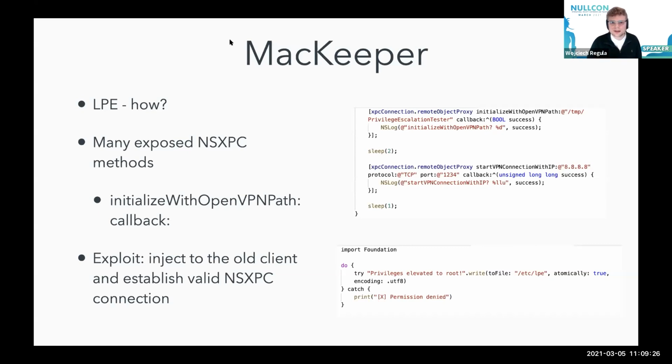As it turned out, MacKeeper didn't validate the executable that we were pointing to because it performed the validation on the XPC level. So as you can see at the bottom of the slide, our malicious OpenVPN client just writes the string "privilege elevated to root" to /etc/lp, and then we called the two XPC methods. So at first we initialized with OpenVPN path and then started the connection. And now you can see the demo.